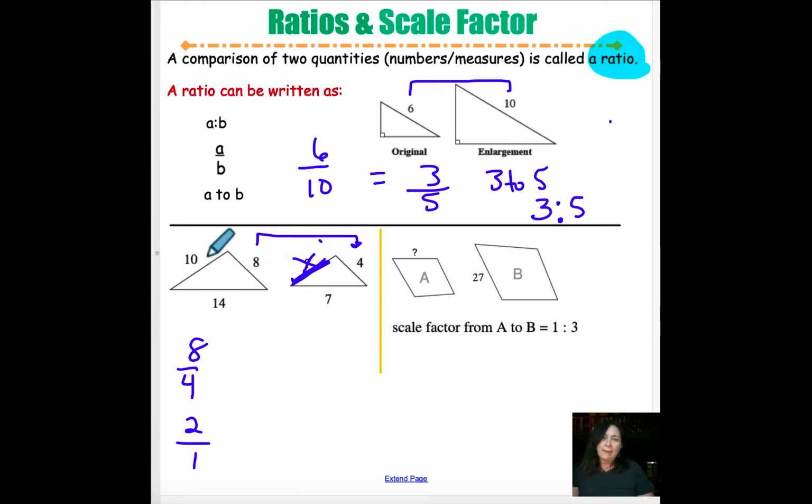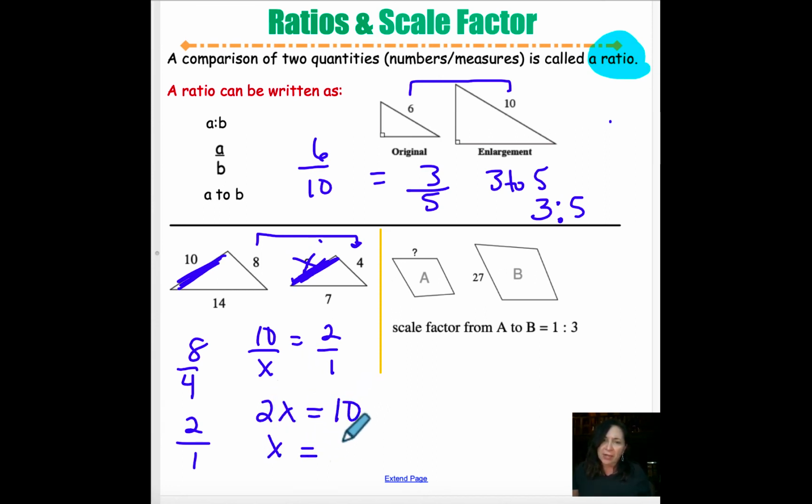So I know that if I make a proportion, which is the two ratios set equal to each other, I can say 10 is to x. So I could say left side is to left side. I could say 10 is to x as 8 is to 4, or we already reduced that as 2 is to 1. And then I would just cross multiply. I get 2 times x, which is 2x, is equal to 10. So then divide by 2, x is equal to 5. Okay.